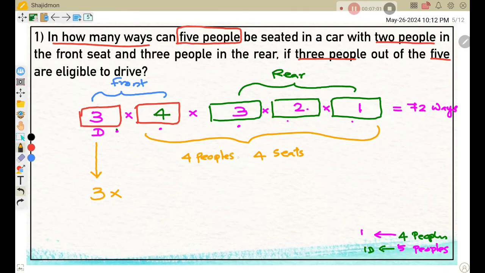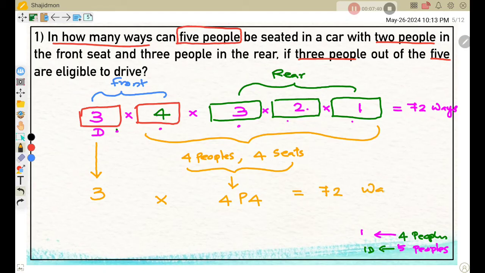So 4 people in 4 seats, because only one person is seated in the first driver seat. There are 3 possibilities, but one person at a time is sitting, correct? So one person already seated means there are 4 people and 4 seats remaining. So 4 people, 4 seats, how many ways can we arrange this? How many permutations can we create? We know it is 4P4, correct? So 3 multiply 4P4, you can check by calculator. 3 multiply 4P4 also equals 72 ways.